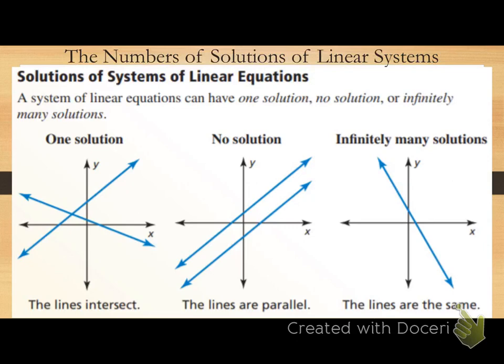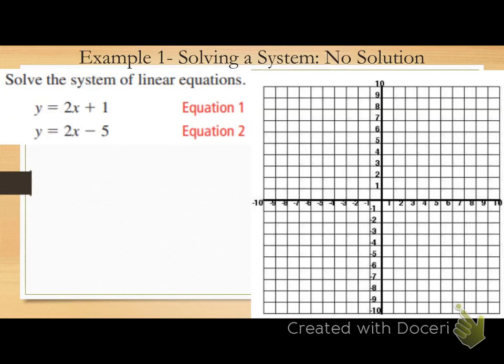So how the notes will work today, I have two examples for you. We're going to solve each of them using all three methods though: graphing, substitution, elimination. That way we can see what no solution looks like for all three methods. We can see what infinitely many solutions looks like for all three methods. Okay? So here's example 1. y = 2x + 1, y = 2x - 5.